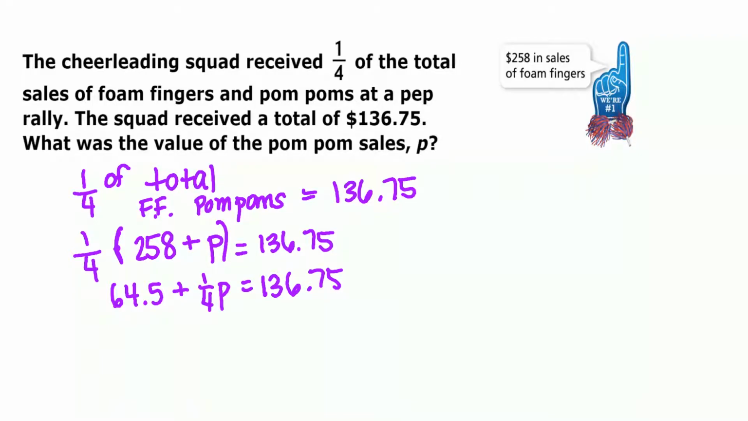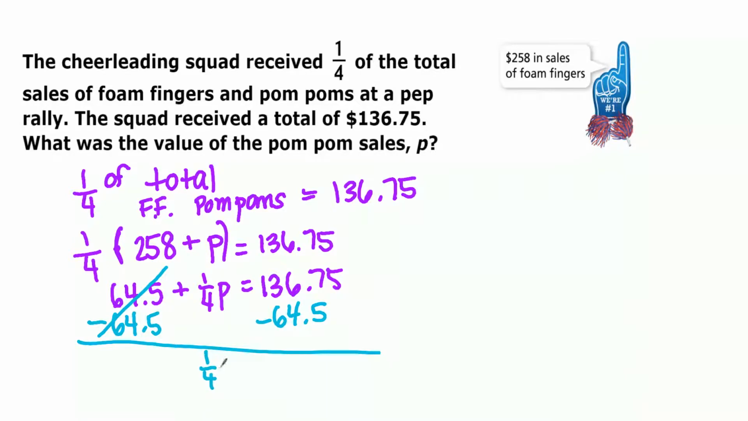I can now subtract my constant to make that constant equal 0. Bring down my 1/4 P. I have 136.75 minus 64.5 is 72.25. And I like this last step.